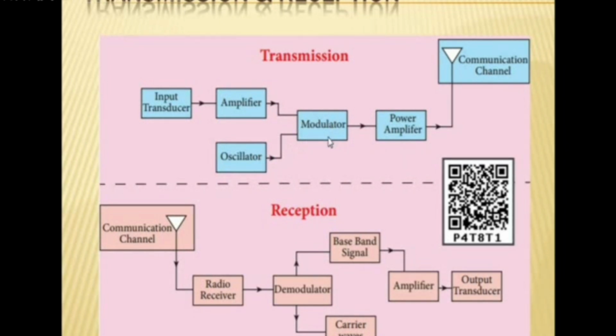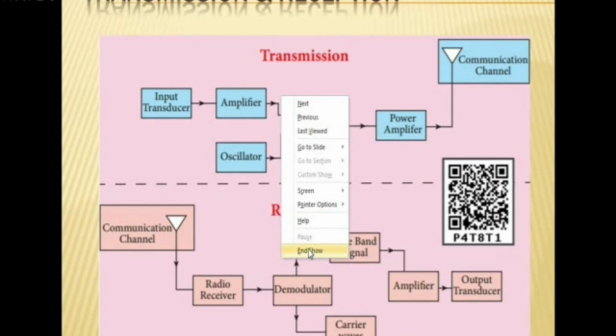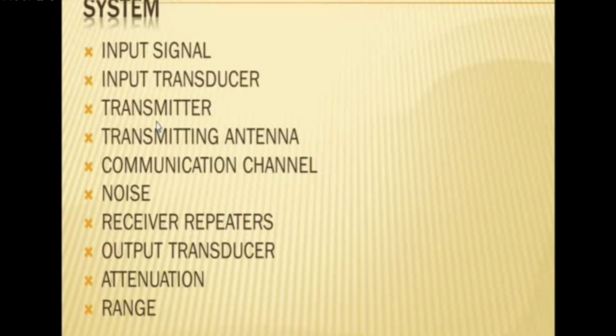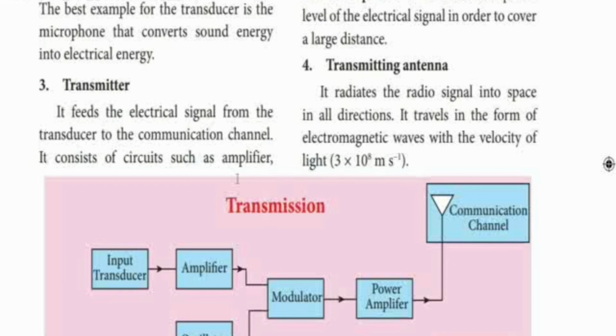After the modulator, the wave is passed to the power amplifier. The power amplifier gives energy to the signal, that is power, and amplifies the signal. After amplification, the signal is given to the communication channel, that is the antenna, and transmitted into the medium. That is called the transmitter. Then the transmitting antenna transmits the signal energy into space.